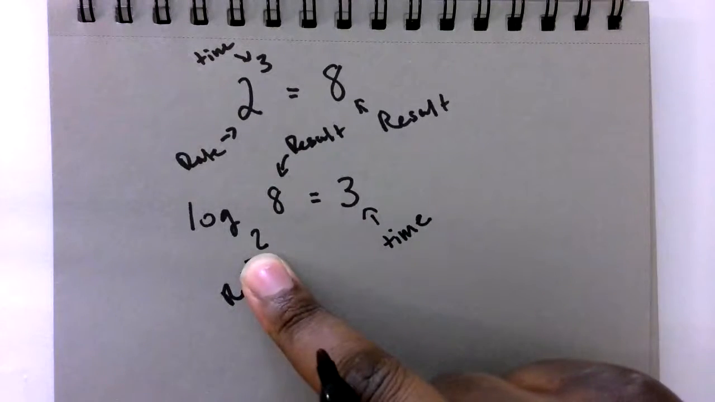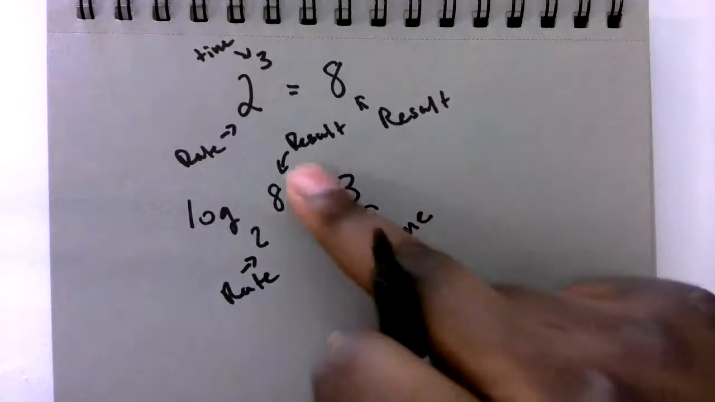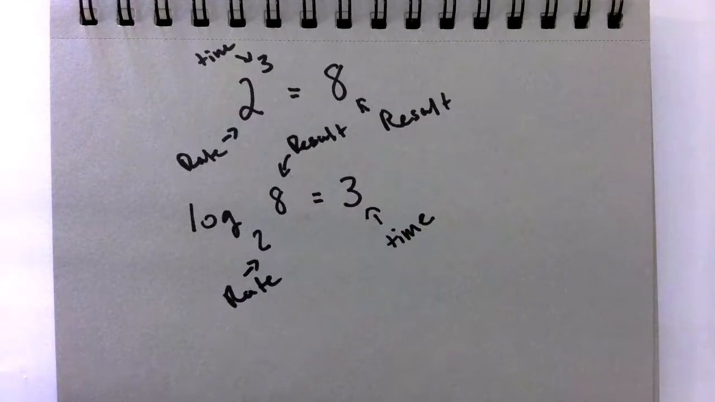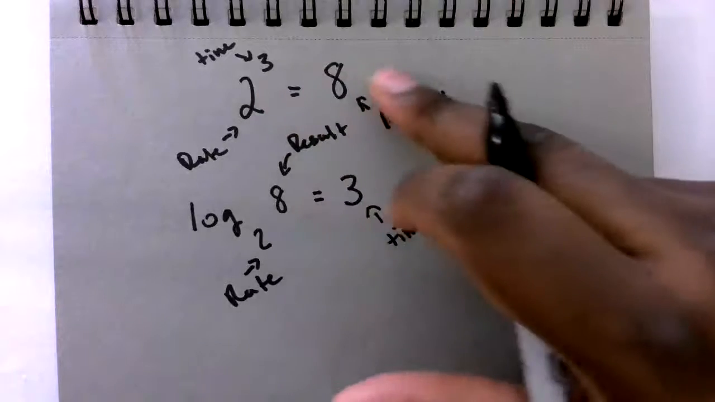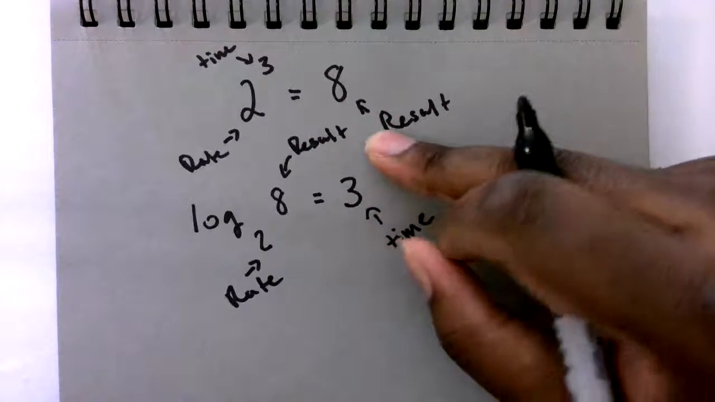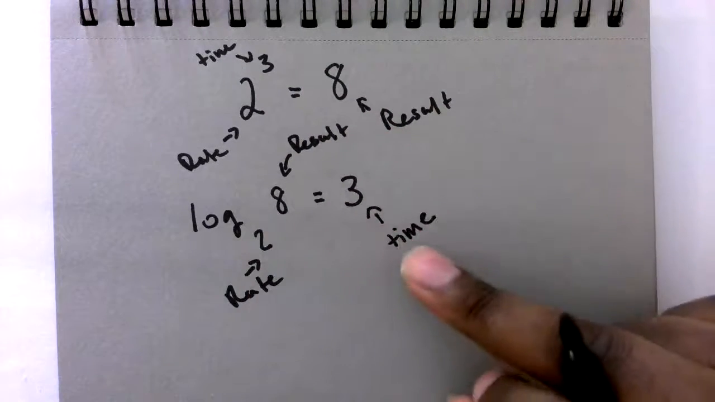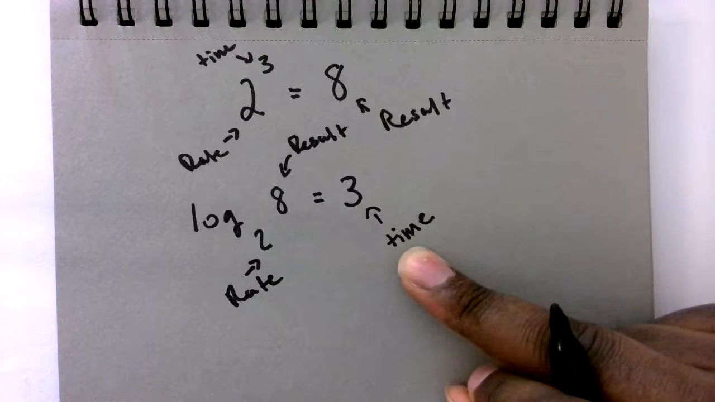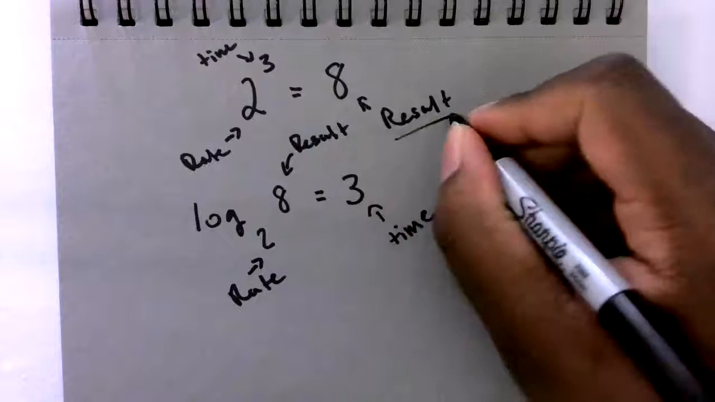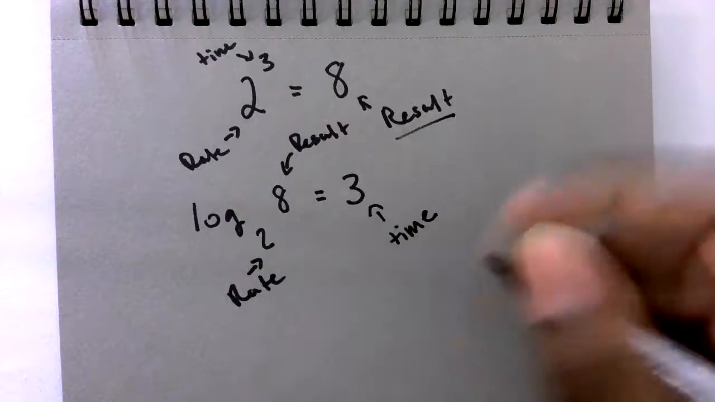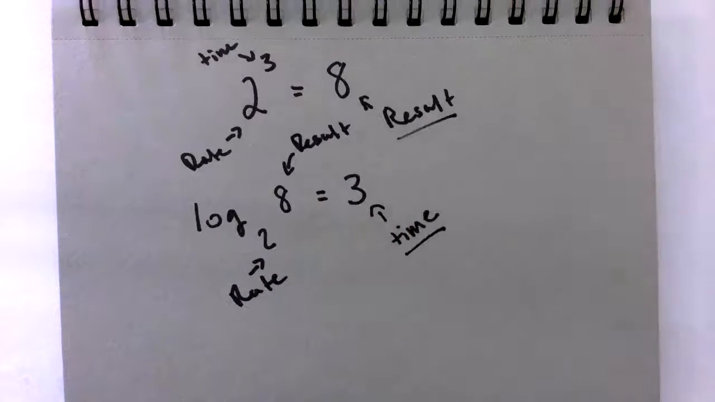You see, logarithms just rearrange the exponent. At a rate of 2, how long does it take me to get to my result? So notice here in exponents, the focus is on the result. In logarithms, the focus is on the time. I'm going to say that again: in exponents, the focus is on the result. In logarithms, the focus is on the time.